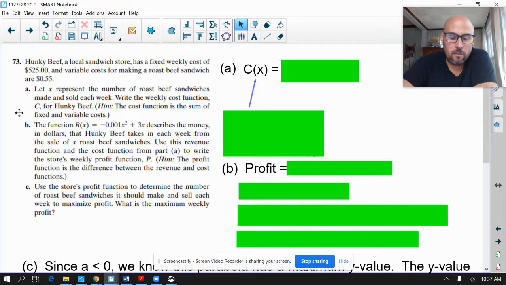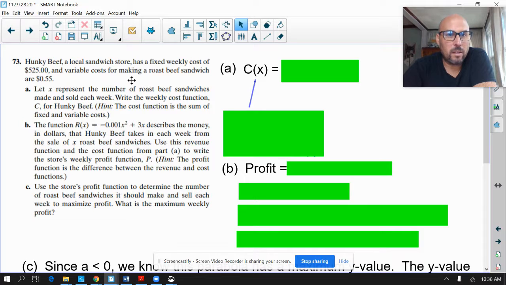Last example. If you're a vegetarian, I'm sorry, this is disgusting to you. Fortunately, I'm not a vegetarian. This one just makes me hungry. So there's some sort of hunky beef. That's hilarious.